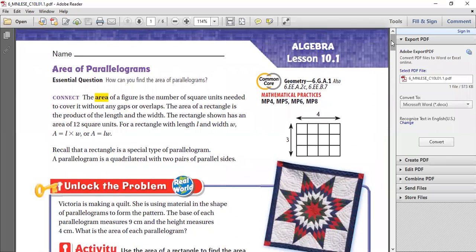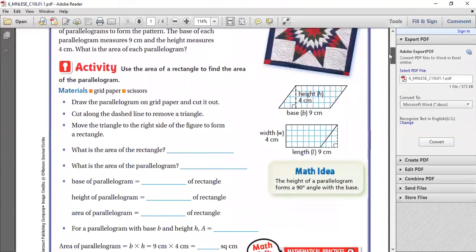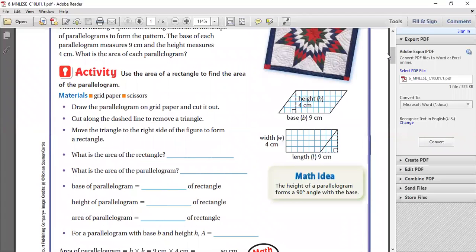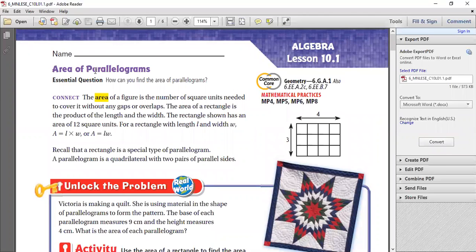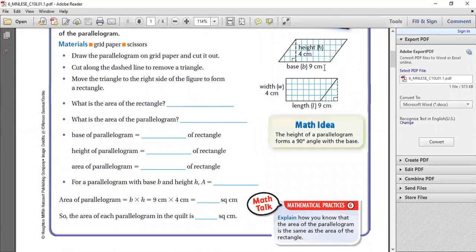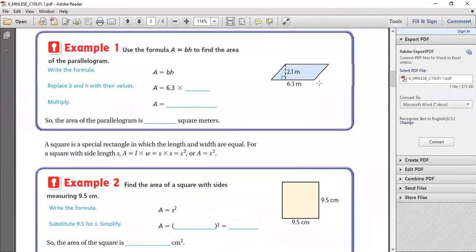Before we start, this is chapter 10 lesson 1, page number 534. Before I explain anything, I want you to watch what the dog wants to tell us today. But first, we are going to learn about the area of parallelograms, and a parallelogram looks something like this. It's a rectangle, but a little bit adjusted, a modified rectangle. So this is called a parallelogram, because it has parallel sides.